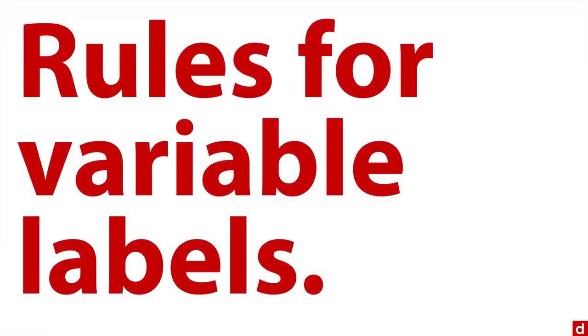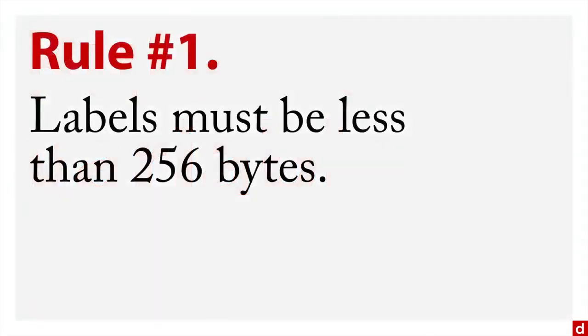Those are the variable labels. And so there are a few rules for those. Rule number one, they must be less than 256 bytes. That actually means they can be really long, although you don't usually want to do that because some procedures will display as few as 40 bytes, 40 characters, and you really want to be able to read what it is. So you want to keep it short, but you can go longer if you need to.